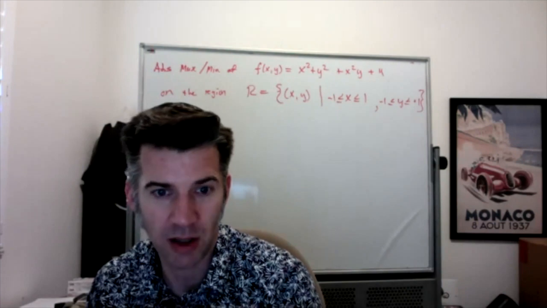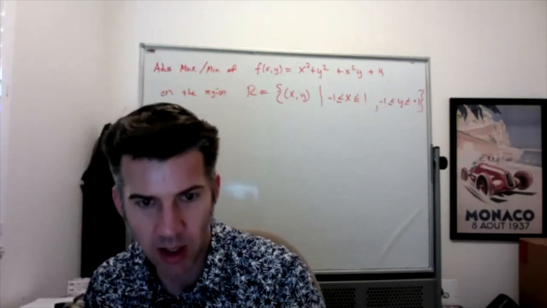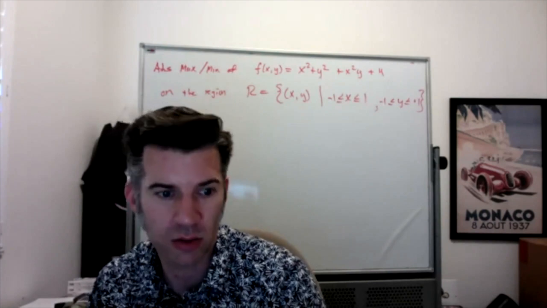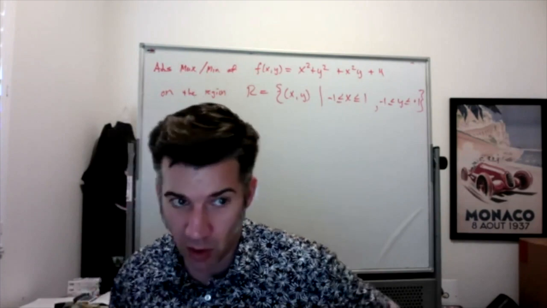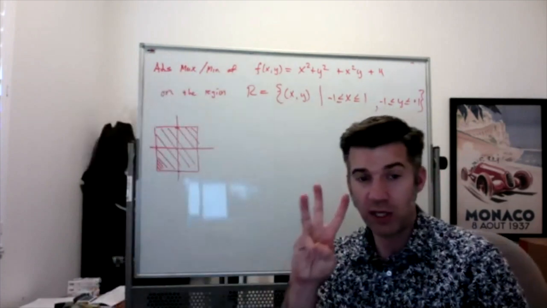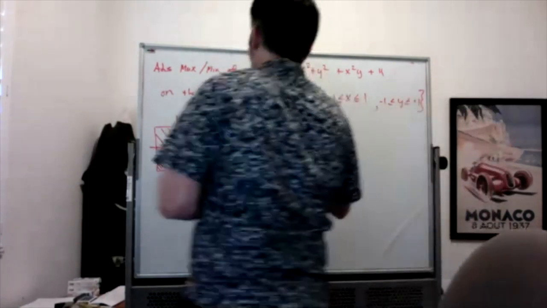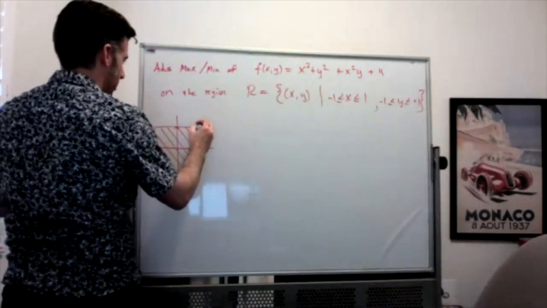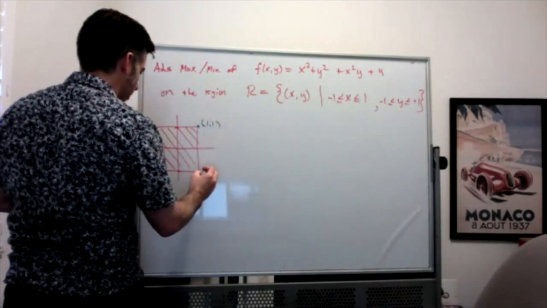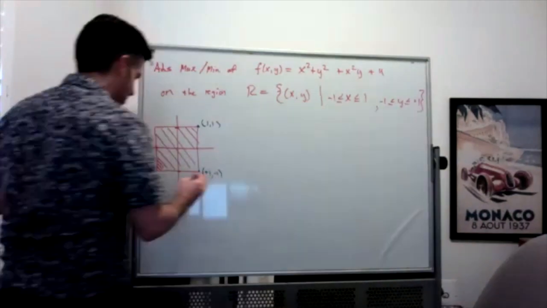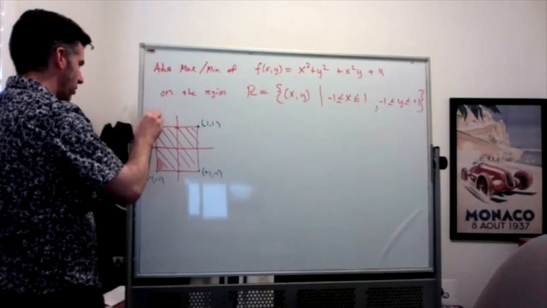So let's take a look here. Let's look at this first one. We're going to check, again, all three categories of things. We're going to check the corners. So we're definitely going to check the function at (1, 1), (-1, -1), (1, -1), and (-1, 1).